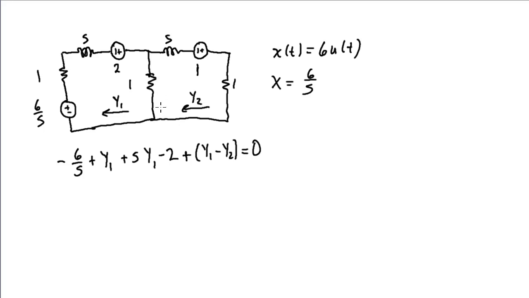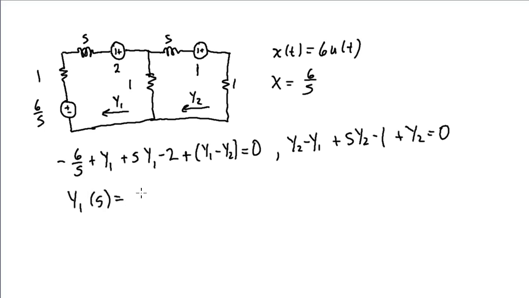The current here flowing upward would be Y2 minus Y1. That's in my direction of travel, so Y2 minus Y1. And then I'll have plus SY2 minus 1, and then finally the 1 ohm resistor times Y2 gives me this equation. So now I've got the 2 equations and the 2 unknowns, Y1 and Y2. I'm going to skip the algebra and jump directly to the result. I encourage you to go through the algebra and prove this to yourself.